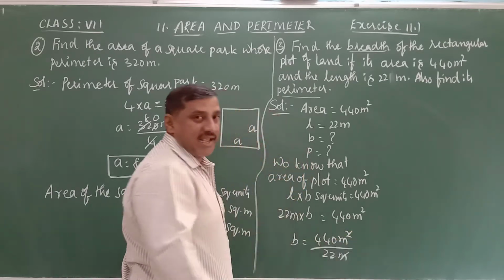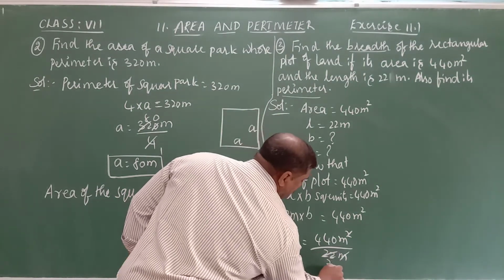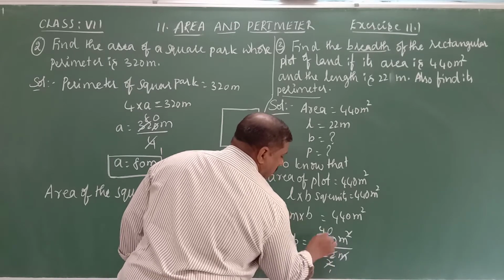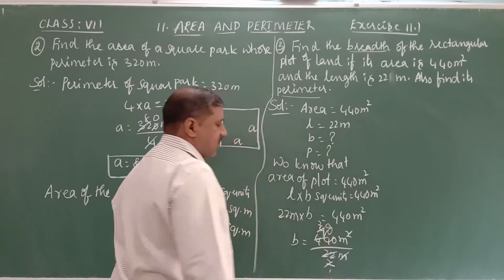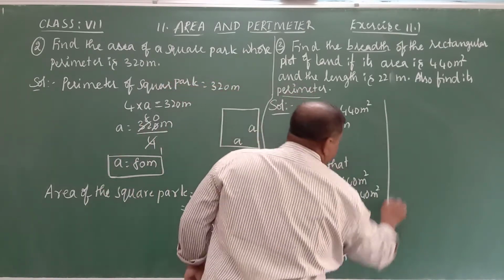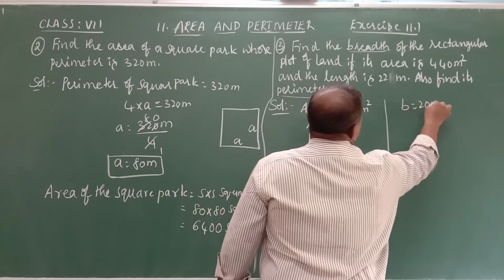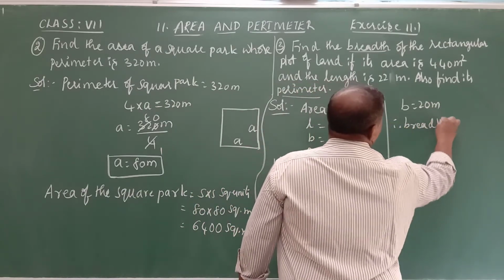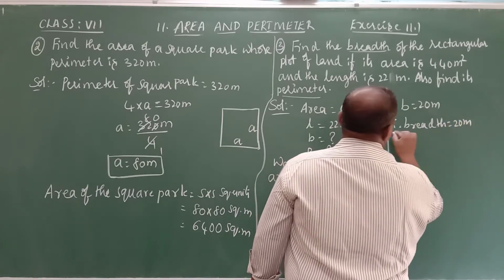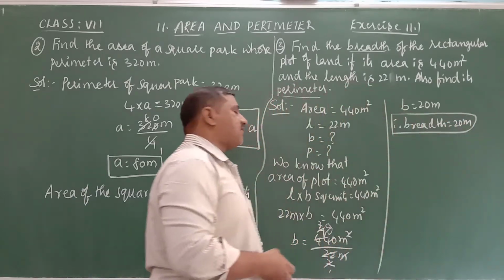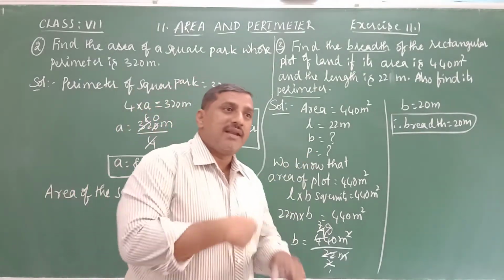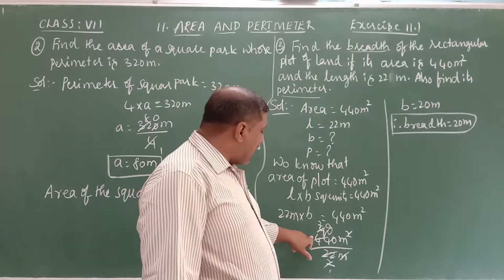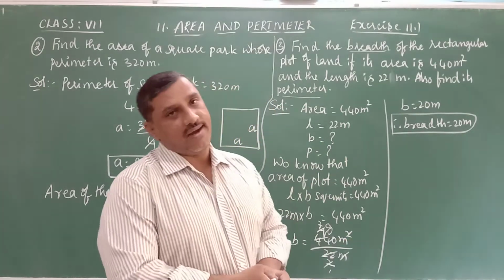Meter and meter will be cancelled. Now 11 2s are 22, 11 4s are 44. 2 ones are 2, 2 twos are 4, 2 zeros are 0. So it is 20. Now B is equal to what? 20 meters. Therefore, breadth is equal to 20 meters. So we can find breadth from the area when we know the length. Similarly, we can find its length when we know the breadth. That is, by dividing area with its breadth, we can find the length.